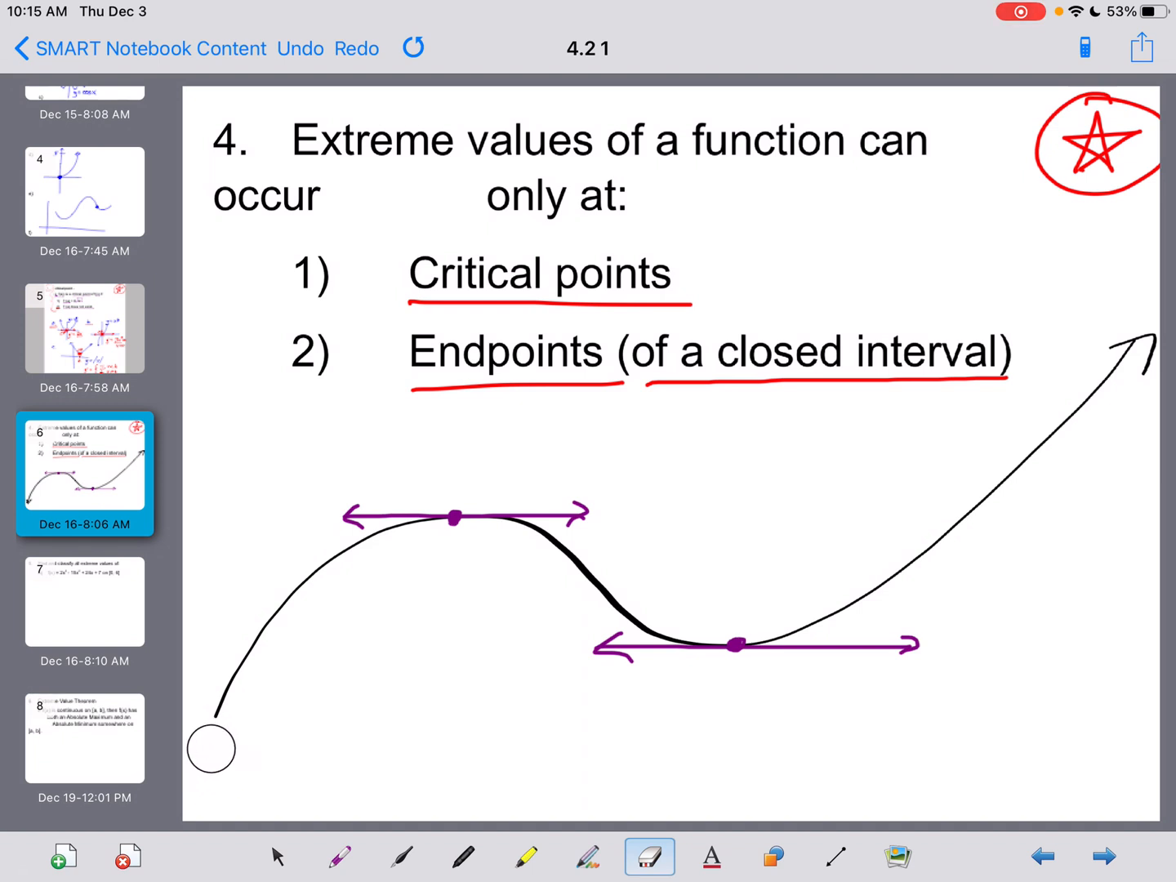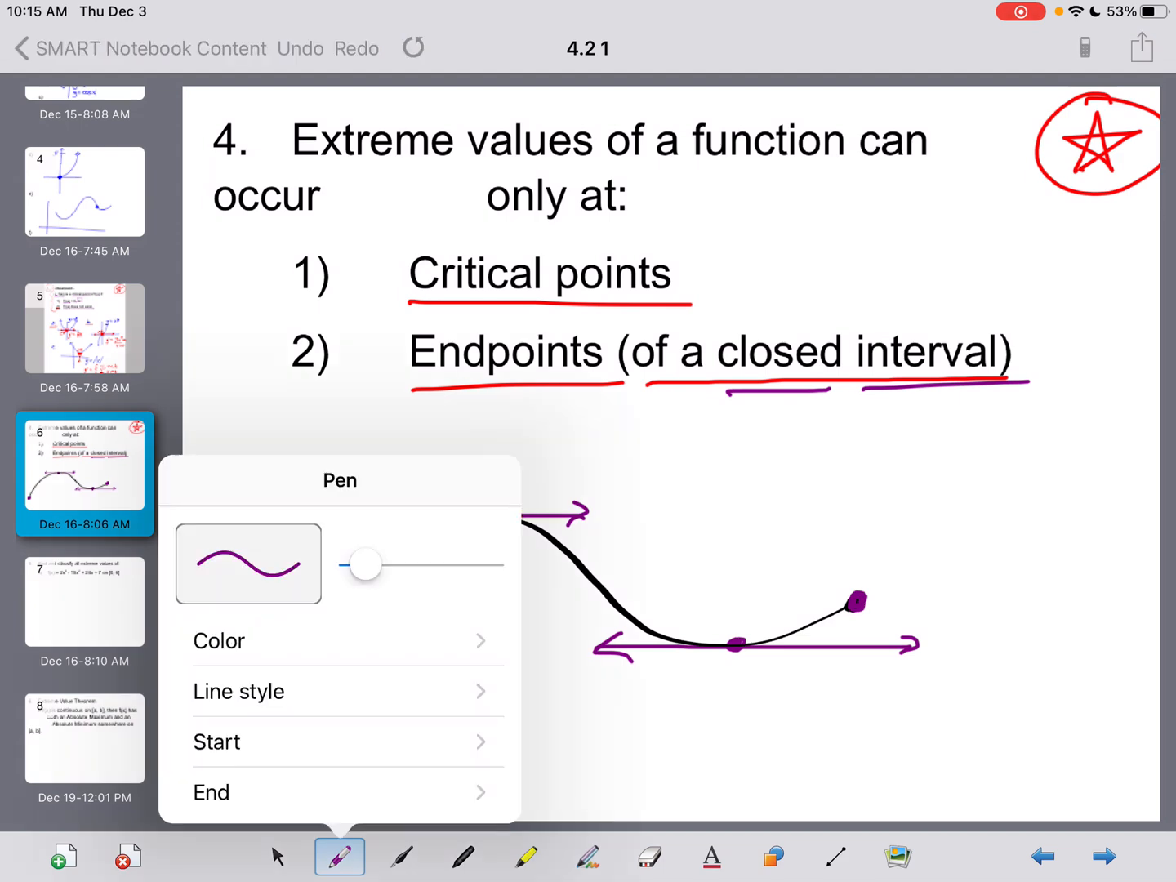But if I wanted to get a little bit more creative with this graph, I could get rid of some of this stuff, and I could put a closed dot right here and a closed dot right here. And now for the first time, we are dealing with a closed interval. And that means that this point here, the left endpoint, and this point here, the right endpoint, can now be extreme values.